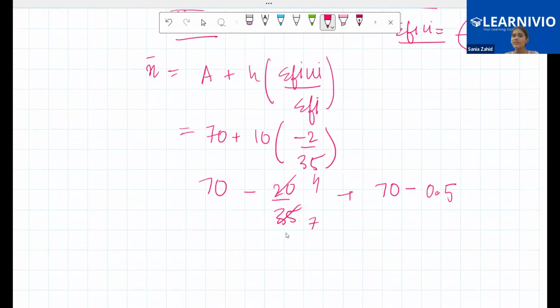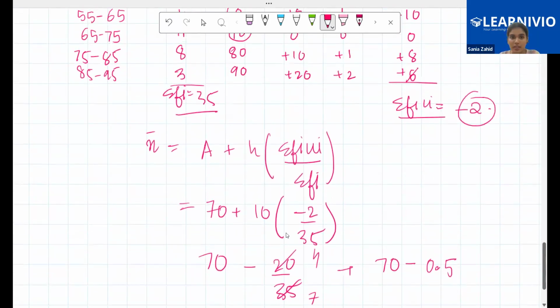No, you'll not get 70. You'll get 69 point something as your answer. You should get 69 because you have to subtract something from 70. So your answer should be lower than 70, not greater than 70.